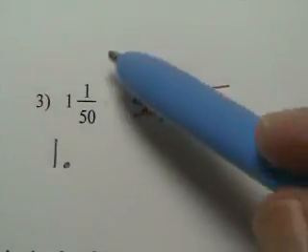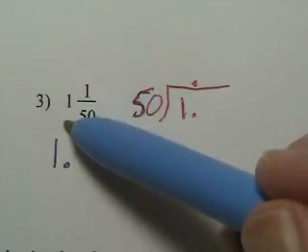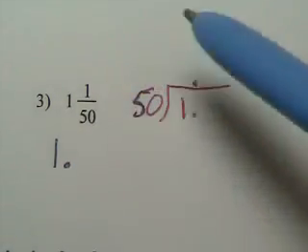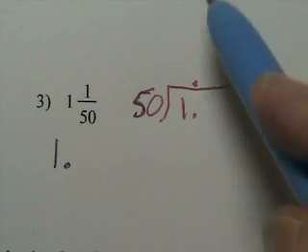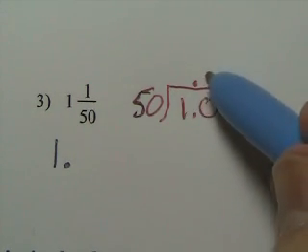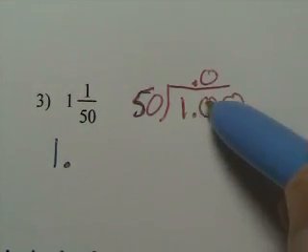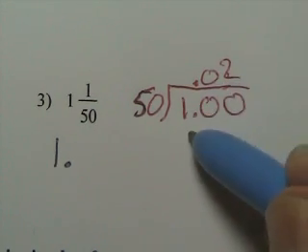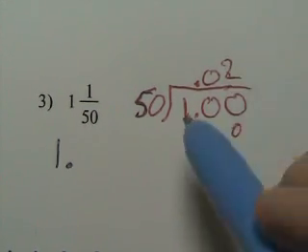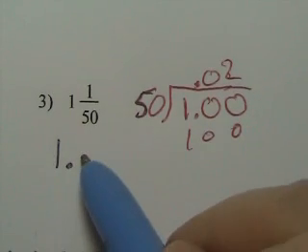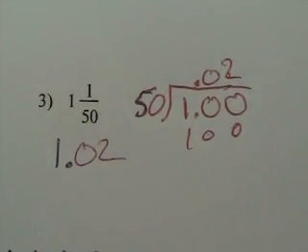Number 3, we have 1 point something. 1 and 1/50. So I take the 50, divide it into 1, add a 0. It doesn't go into 10. Add another 0. That's twice. 2 times 50 is 100. So it's 0.02, but 1.02 is the answer.